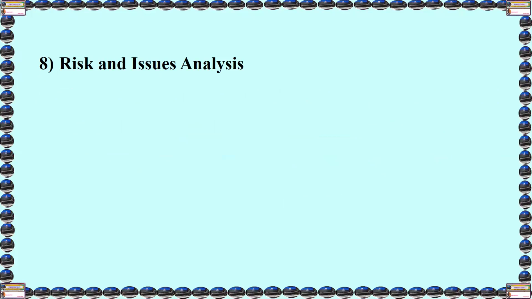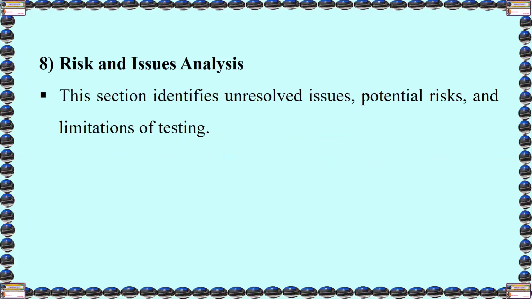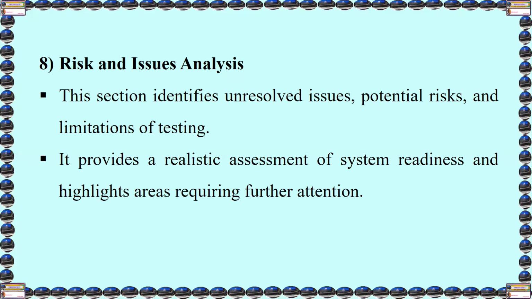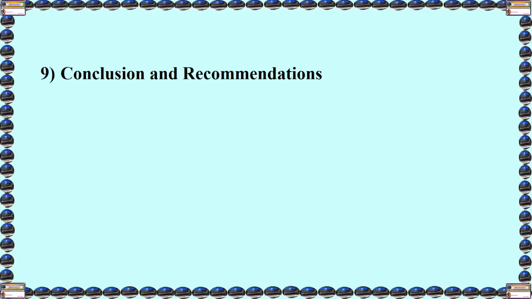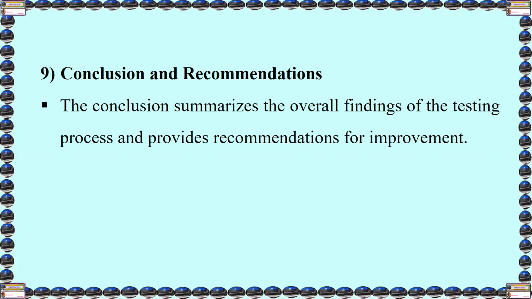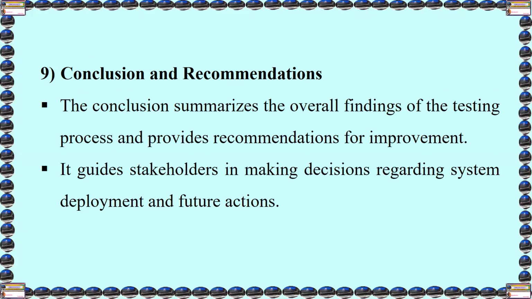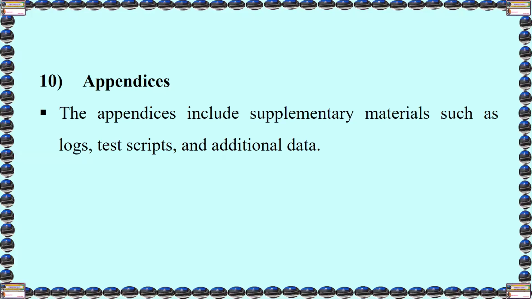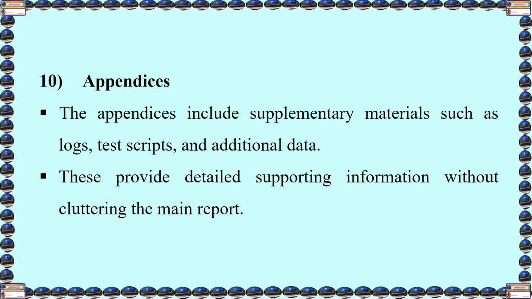Number 8 is risk and issues analysis. This section identifies unresolved issues, potential risks, and limitations of testing. It provides a realistic assessment of system readiness and highlights areas requiring further attention. Number 9 is conclusion and recommendations. The conclusion summarizes the overall findings of the testing process and provides recommendations for improvement. It guides stakeholders in making decisions regarding system deployment and future actions. Number 10 is appendices. The appendices include supplementary material such as logs, test scripts, and additional data. This provides detailed supporting information without cluttering the main report.